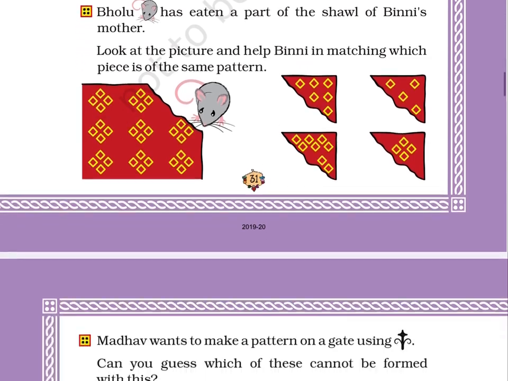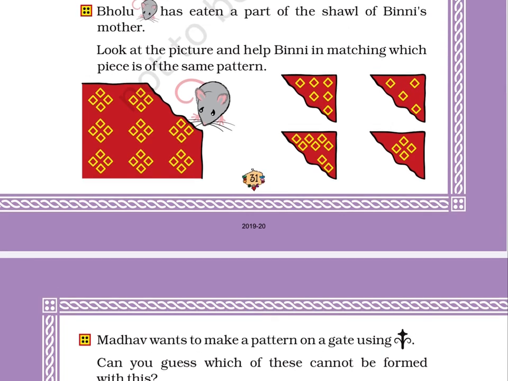Second corner piece has small yellow squares arranged in rows, but squares in row 2 are placed in between the spaces of squares of row 1. Third corner piece has pattern of small yellow squares arranged in slanted line. The fourth corner piece has a pattern made from 4 small yellow squares arranged in diamond shape.